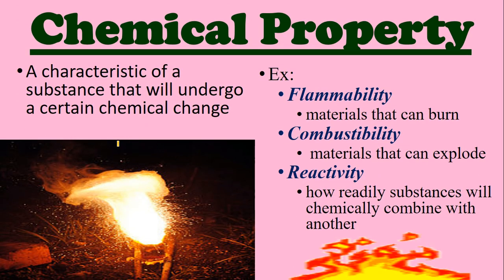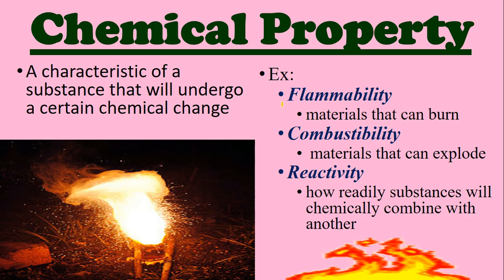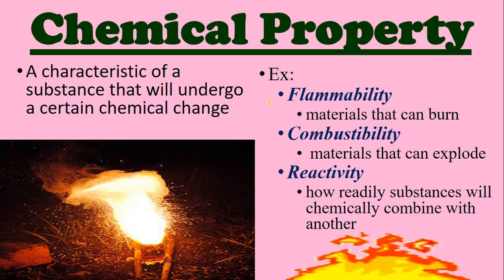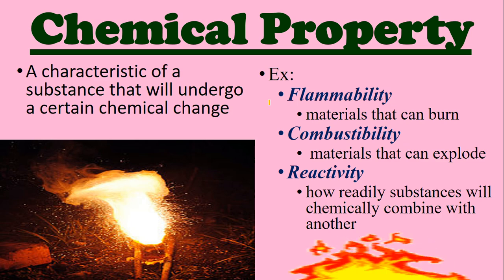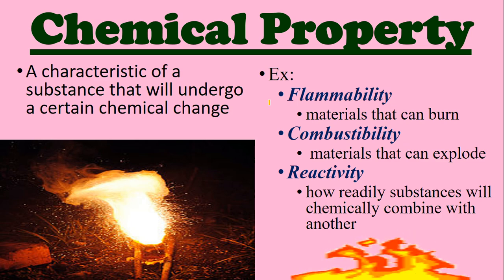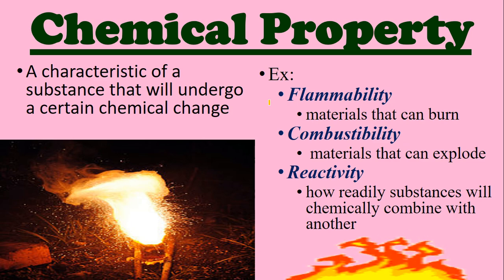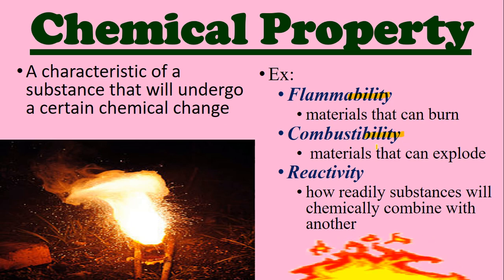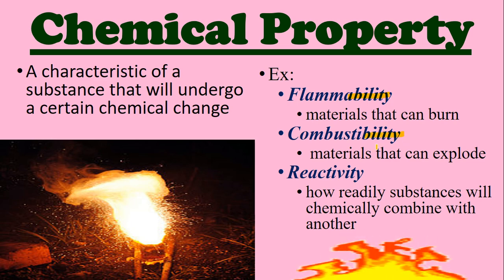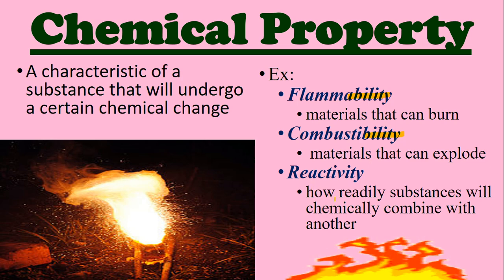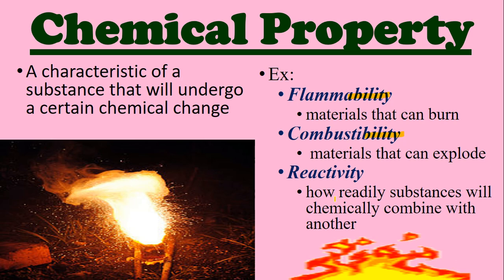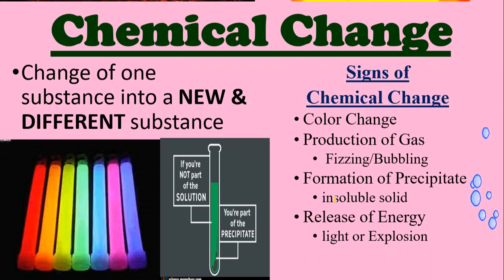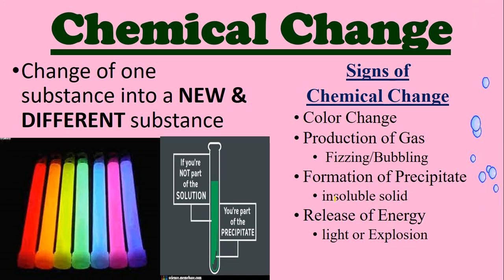Chemical properties are characteristics that describe how a substance will undergo a certain chemical change. Some common chemical properties you probably deal with in physical science are flammability, the ability for a material to burn, combustibility, the ability for something to explode. If you didn't get it, ility is in the word, so you know that it means an ability to do something. And reactivity is how readily a substance will chemically combine with another. You can't really just look at an object and know its chemical properties. You won't know its chemical properties until it undergoes a chemical change.